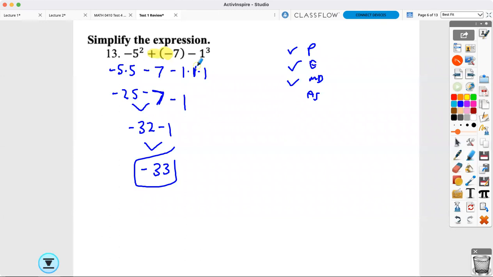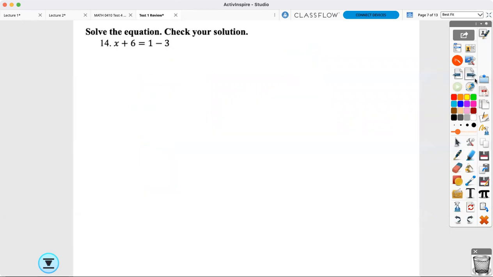Anyone need more time to write down number 13? Or any questions so far? 14. Solve the equation and check your solution.